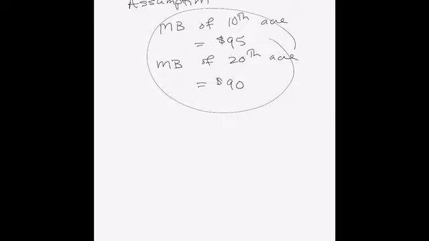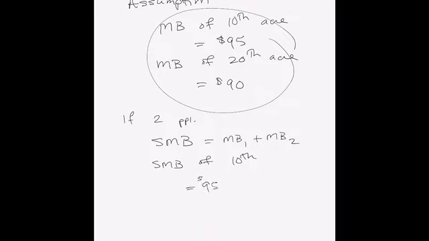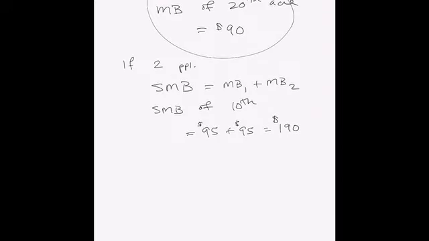Now, how do we take those individual marginal benefits and make them into a social marginal benefit? Well, we sum. So if there's two people in the world that we're considering, the social marginal benefit is going to be equal to the marginal benefit of the first person plus the marginal benefit of the second person. Right, so the social marginal benefit of the 10th acre with two people is simply 95 plus 95 equals 190. So the social marginal benefit of the 10th acre is 190.